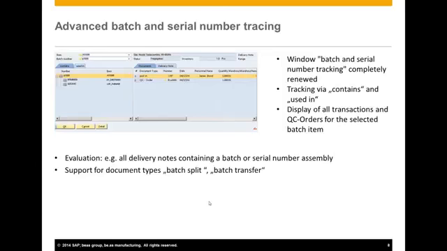Okay, furthering on our advanced batch and serial number tracing, the batch and serial number tracking window has been completely renewed. On the left side, you see the batches that are connected to each other, and on the right hand side you see transactions related to the selected batch.